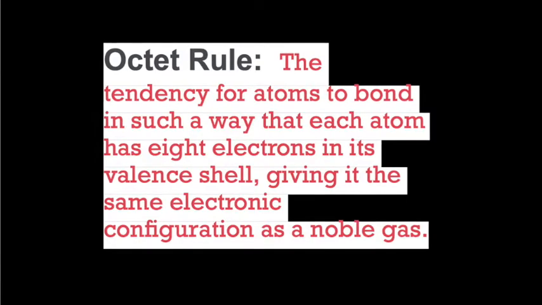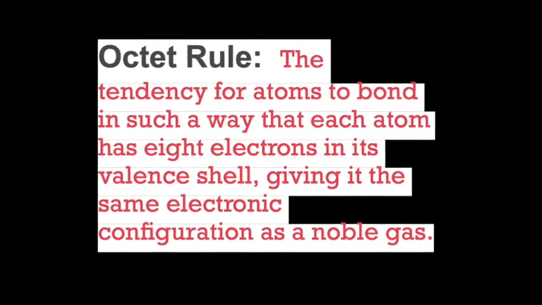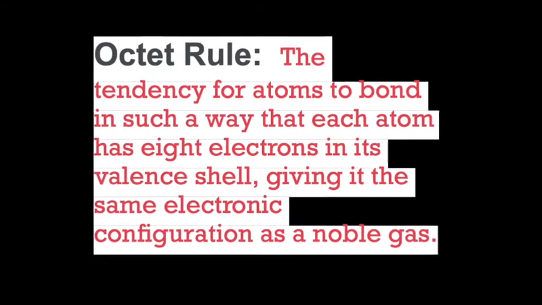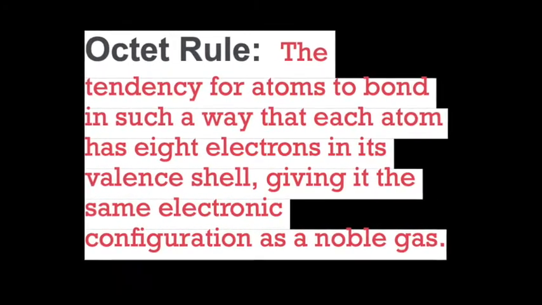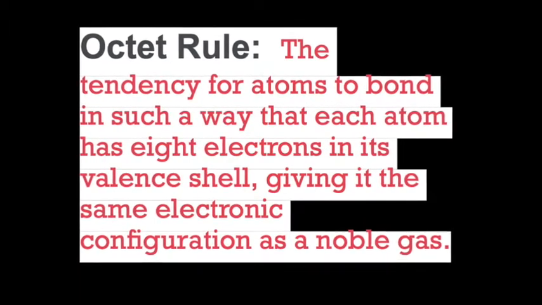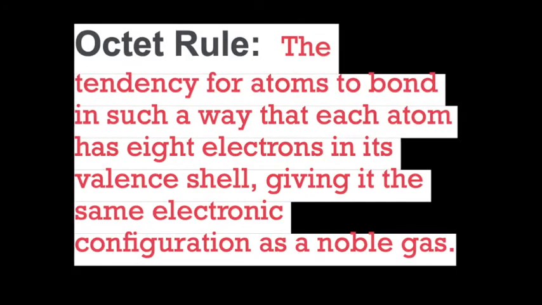I want to talk to you about the octet rule and how it relates to molecules. The octet rule is the tendency for atoms to bond in such a way that each atom has 8 electrons in its valence shell, giving it the same electronic configuration as a noble gas.